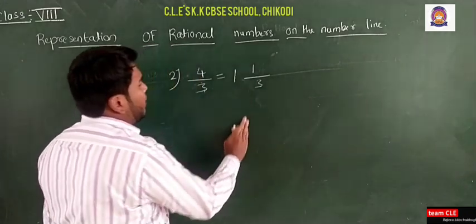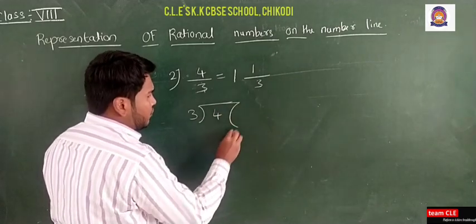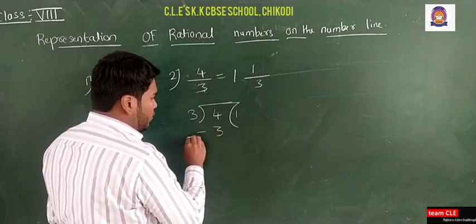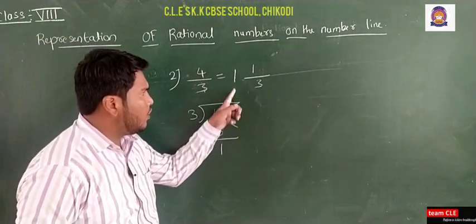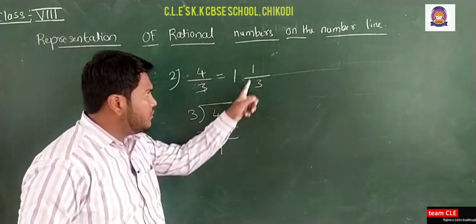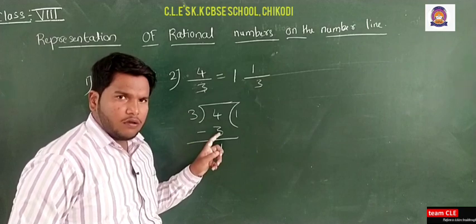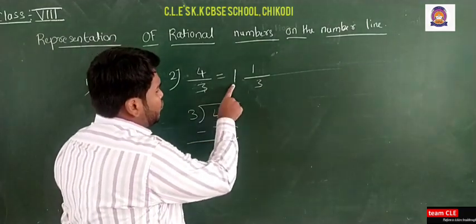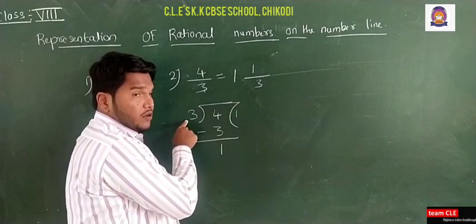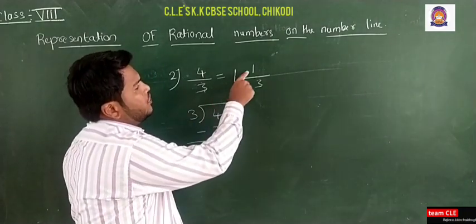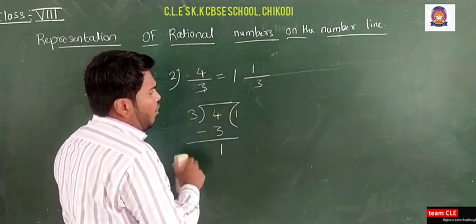If you go through a simple division, 4 divided by 3: 3 ones are 3, and 4 minus 3 is equal to 1. So 1 is your quotient, 1 is your remainder, and 3 is your divisor, by which you are dividing. First the quotient, then the remainder, then the number by which you are dividing, that is the divisor. So one integer 1 by 3 is what I want to plot on the number line.